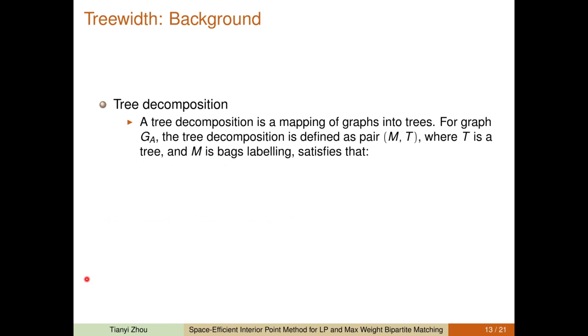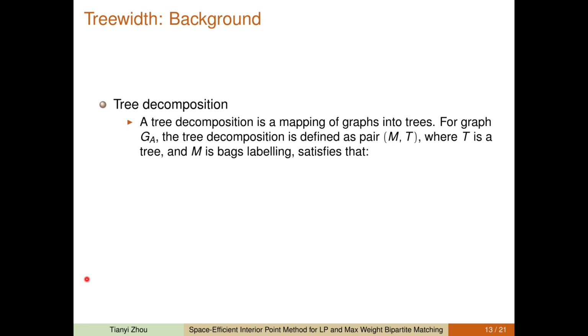So next we're going to introduce our result in the small treewidth setting, but before that let me first introduce what treewidth is. Here we first provide the definition of the tree decomposition. A tree decomposition is a mapping of graphs into trees.